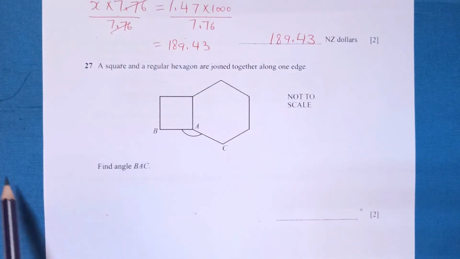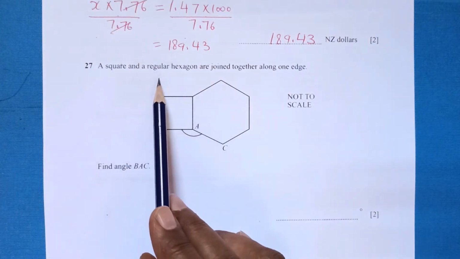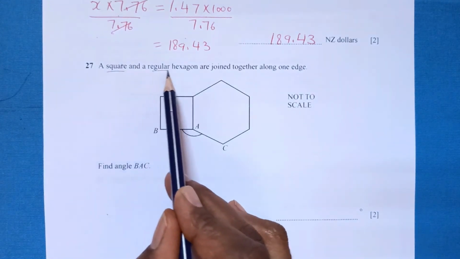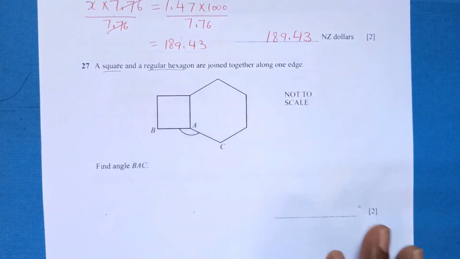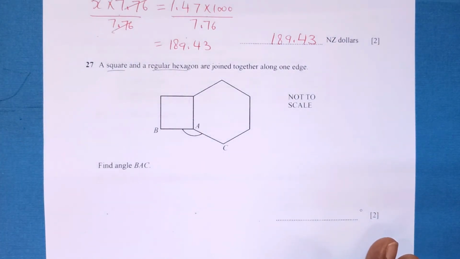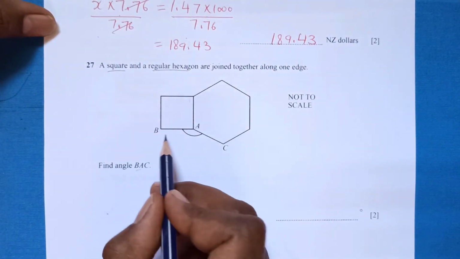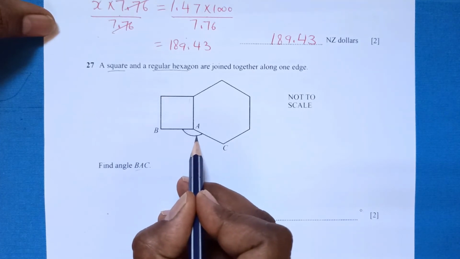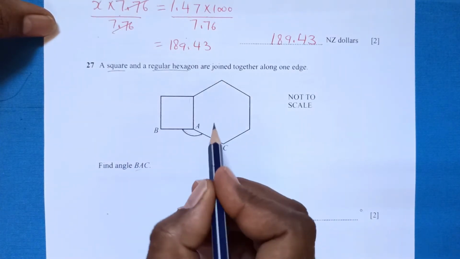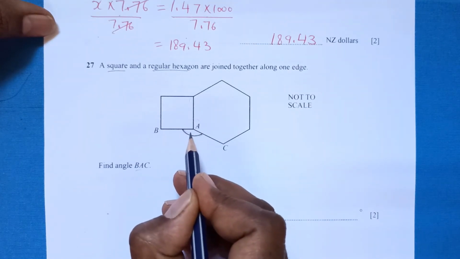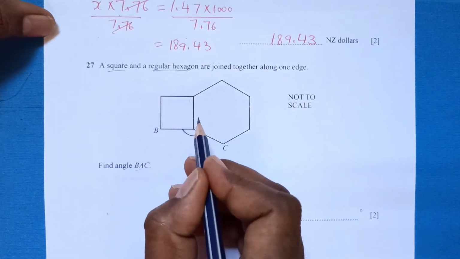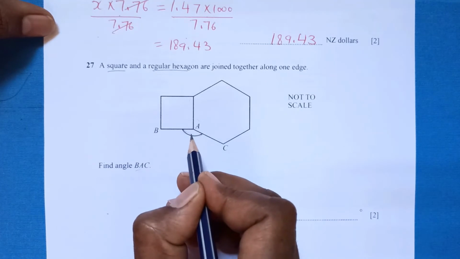Question 27. A square and a regular hexagon are joined together along one edge. They are joined together here on this edge. So find angle BAC. This is mentioned here. We need to find this angle. As you know, there is a 360 turn at this point A. So for that we need to know these two angles and the third one.